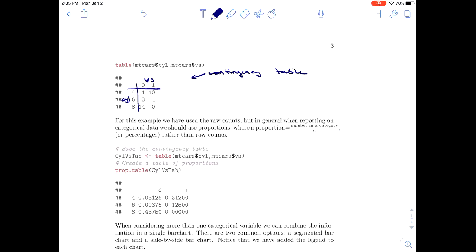6 cylinders, it doesn't seem to matter. There's a healthy mix of both. There's 3 V-shaped and 4 straight engines. And so for the 6 cylinder, we've got kind of a 50-50 split. Whereas here for 4 cylinders, it seems more likely, we're thinking probability, that we have a straight engine. And if we have 8 cylinders, it seems more likely that we would have a V-shaped engine. It's not me talking, that's the data talking. I know nothing about this stuff. So don't worry.